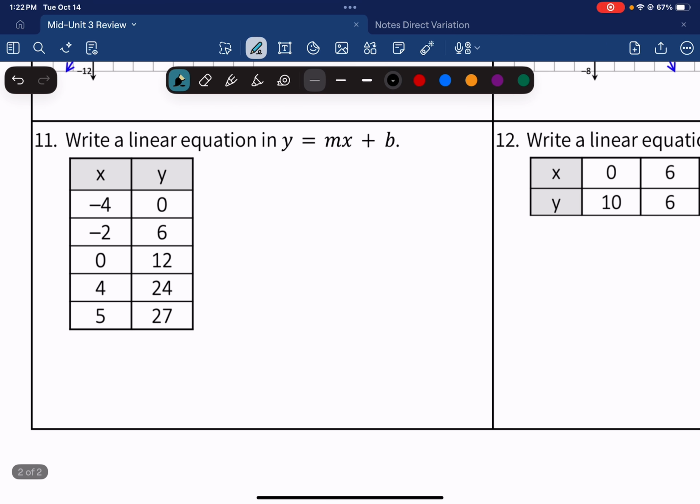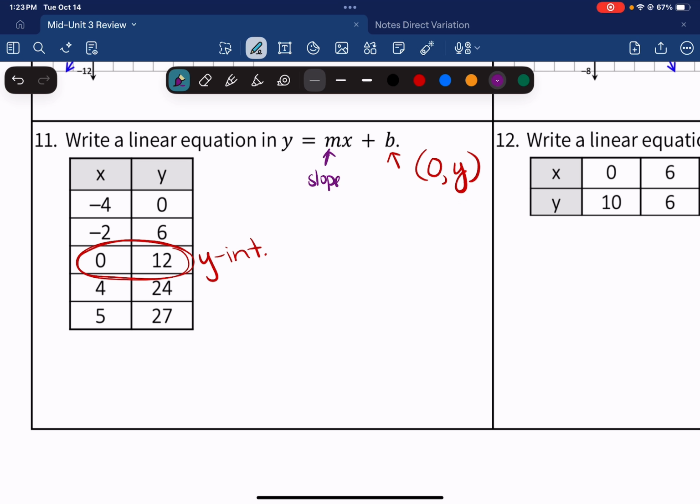All right, one more problem. We have a table of values, and it says write a linear equation in y equals mx plus b. All right, so I'm looking at this table, and it doesn't have any labels other than x and y. So if I'm looking for my y-intercept, it's important for me to remember that as an ordered pair, my y-intercept always has an x value of 0. Whatever the y is, the x value has to be 0. And I can see that that point exists right here. This is my y-intercept.